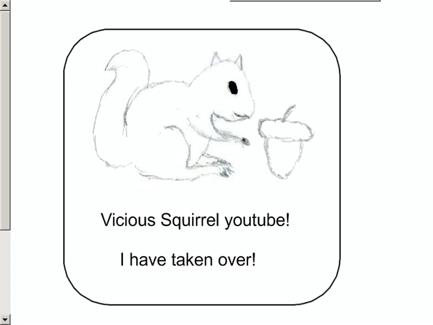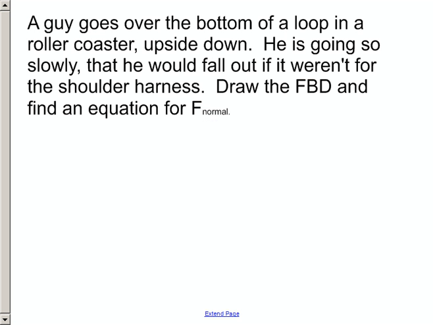But right now, we're going to do some problems, particularly upside down roller coasters. And this will be fairly short because I want to also have you work on a few little problems of this type. So let's move on to the first problem. Okay, here's the first problem.